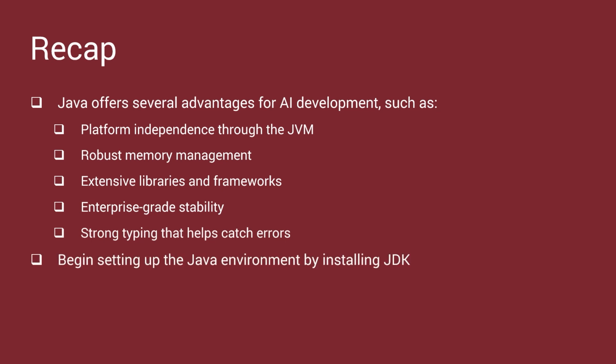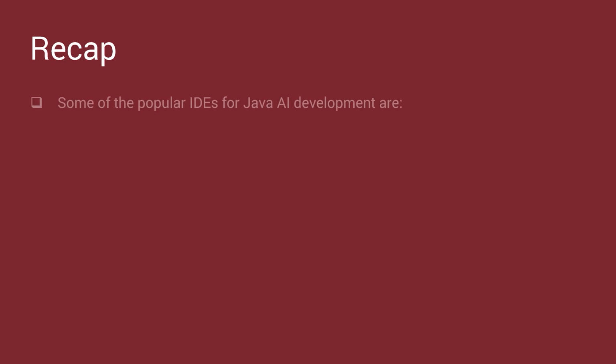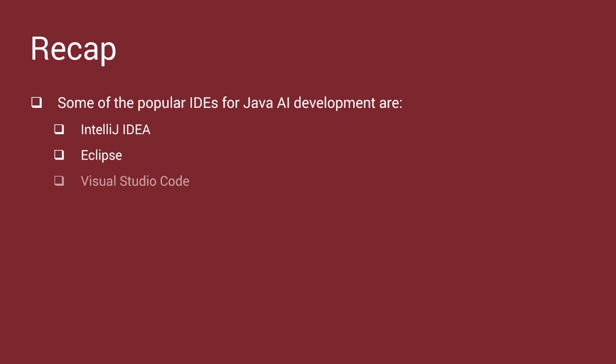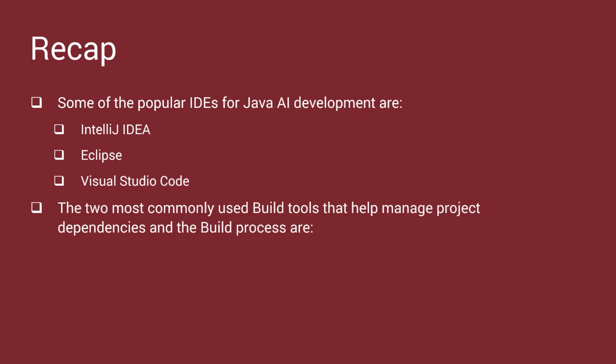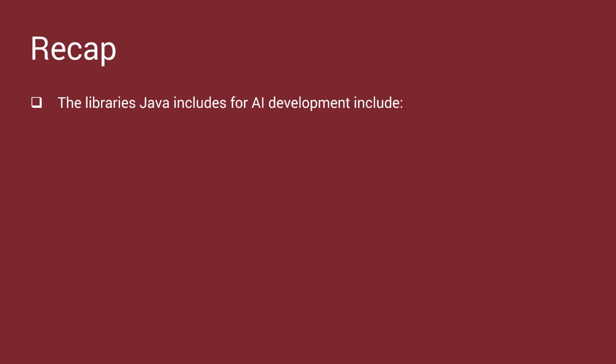Begin setting up the Java environment by installing JDK. Use a recent version of Java for AI development work. Some of the popular IDEs for Java AI development are IntelliJ IDEA, Eclipse, and Visual Studio Code. The two most commonly used build tools that help manage project dependencies and the build process are Maven and Gradle. The libraries Java includes for AI development include Deeplearning4j, Weka, and JavaML.